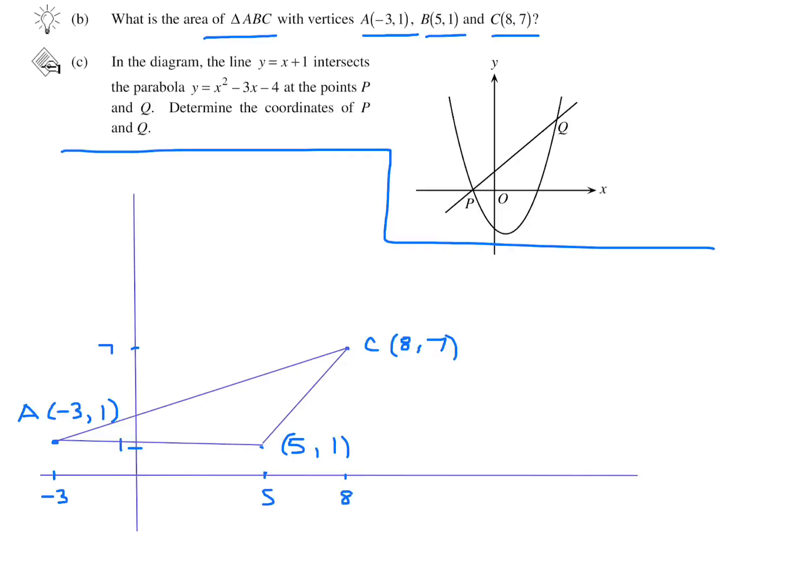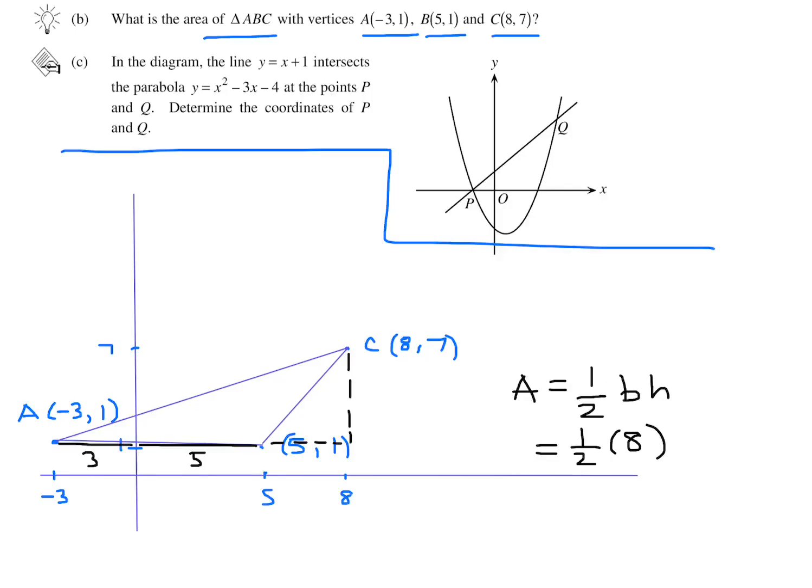Well, the simplest way to do it is just to extend this, dash, dash, dash like that. And that will allow you to get a height. And as you know, the area of a triangle is 1/2 base times height. The base is from here to here, okay? And that means that if this is from here to here is 5, and this is 3, then the base is 8.